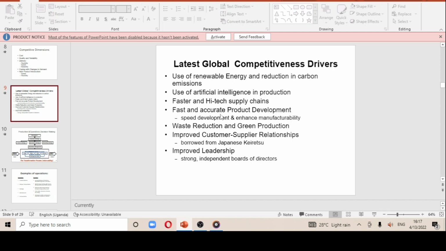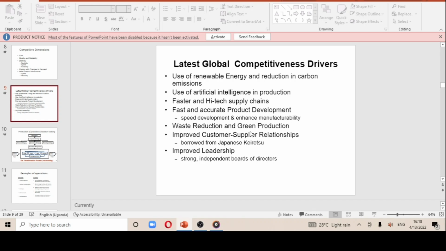If I told you you are introducing a product, it is fast and it does not take long for it to develop within the market. That is a competitive advantage or a competitive drive for your farm. Here they're saying that the speed, development and enhancement, manufacturability. That is more to explain on that point.